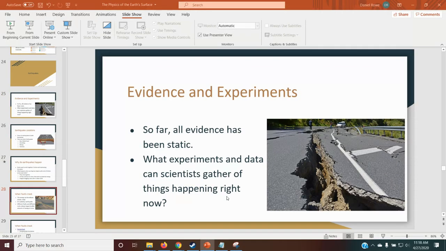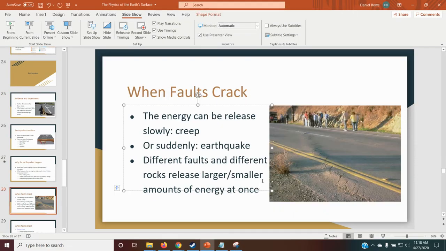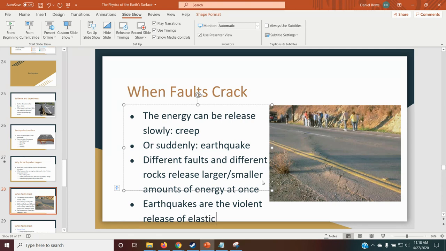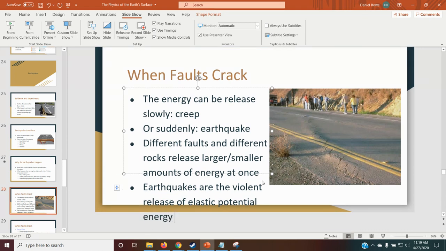I should write that. Earthquakes are the violent release of plastic energy in rocks. That's your definition for earthquakes.